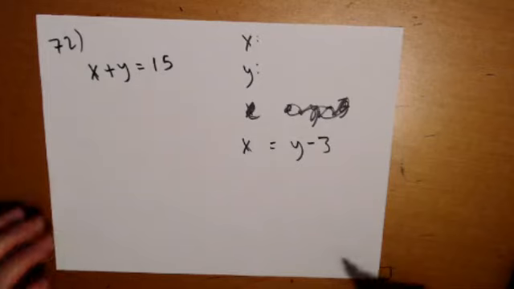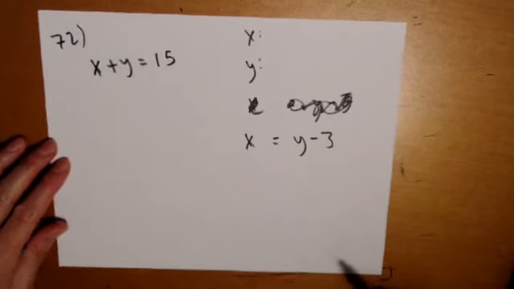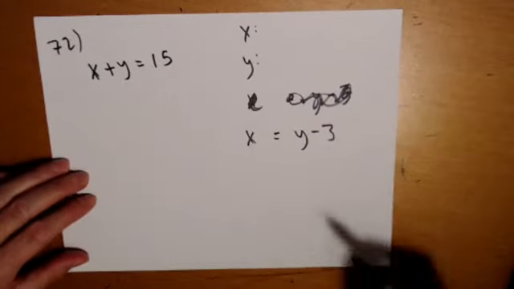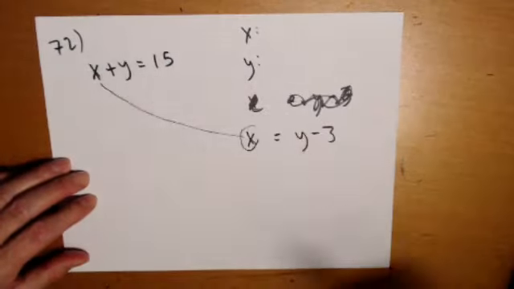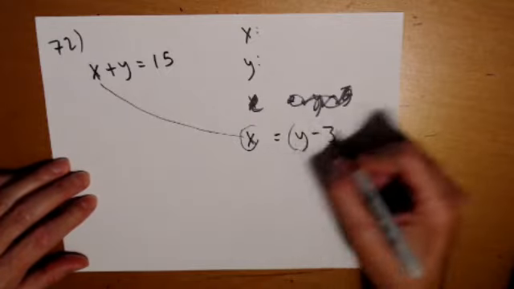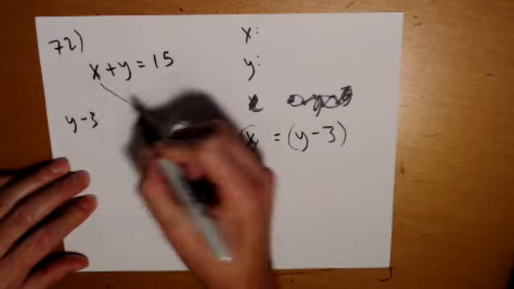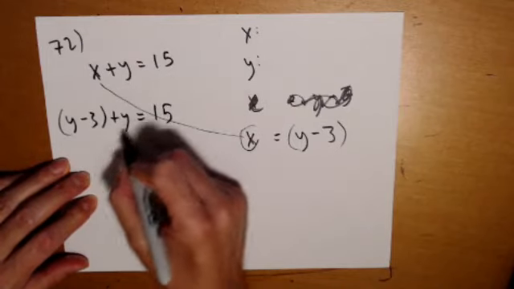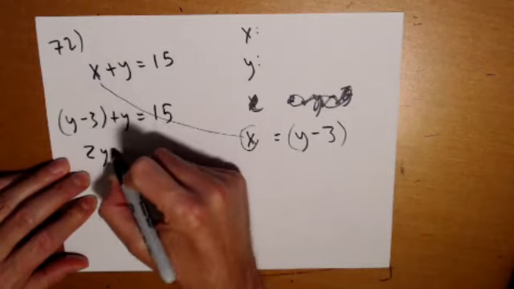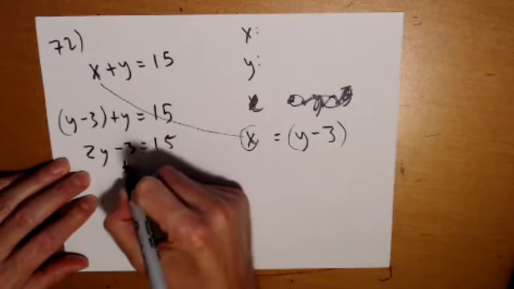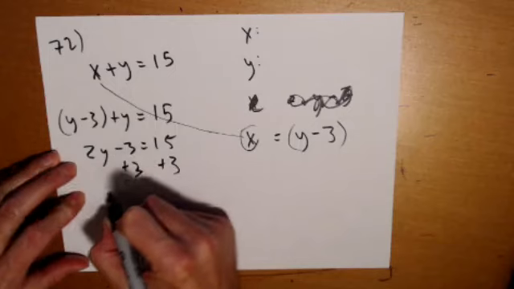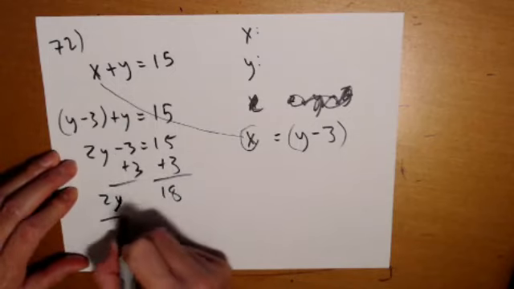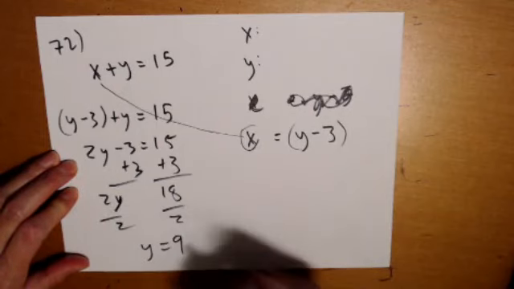Find the numbers. Remember I was talking about how the substitution method is sometimes easier. You see how the substitution method will be pretty easy right now? So instead of x, I'm just going to put y minus 3. So y minus 3 plus y is equal to 15. That's a y and a y on the same side, so 2y minus 3 is equal to 15. Add 3 to both sides, so 2y equals 18. Divide by 2, divide by 2. So y is equal to 9.